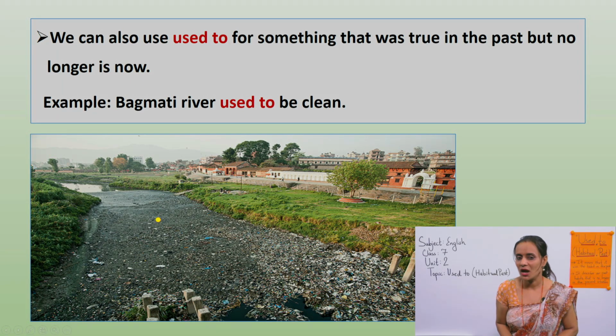It is dirty now. You can see the dots, so many dots here. So, Bagmati river used to be clean means it was true in the past, but not true now. It's no longer true now.